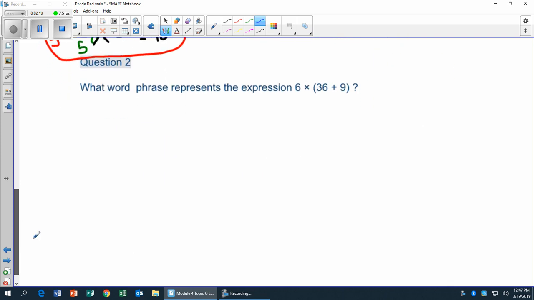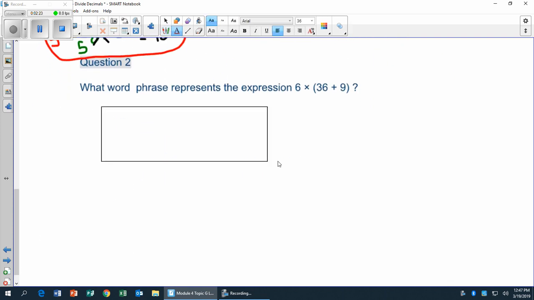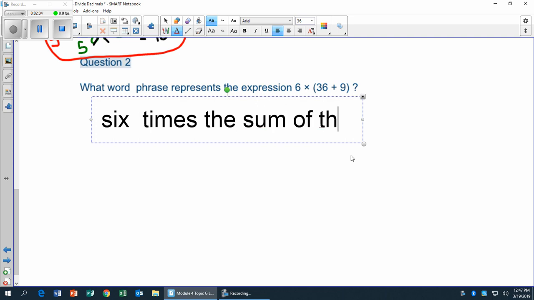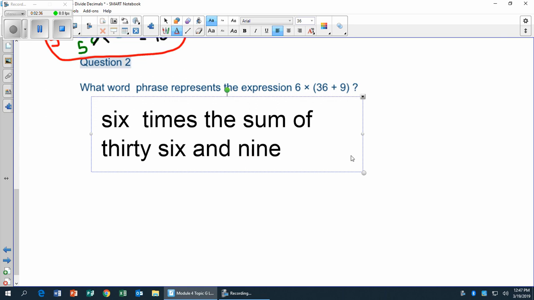Question 2. We needed to write a word phrase that represents this. So this is 6 times the, and we look in that, 36 plus 9 means the sum of 36 and 9.